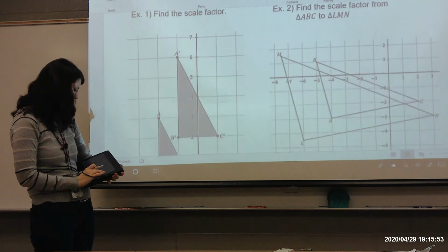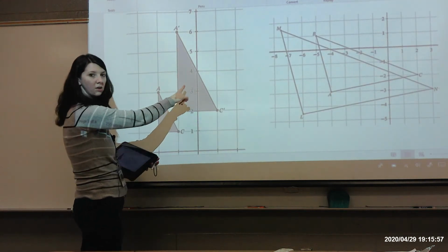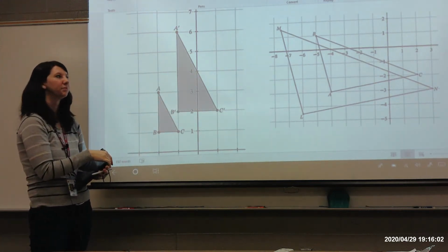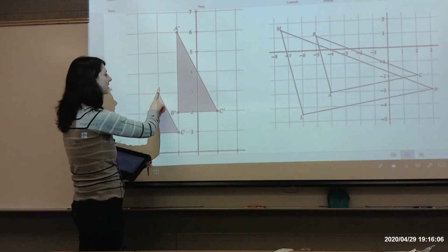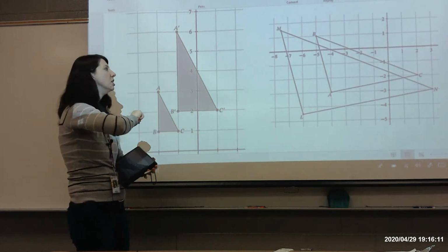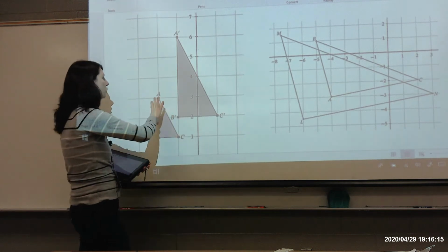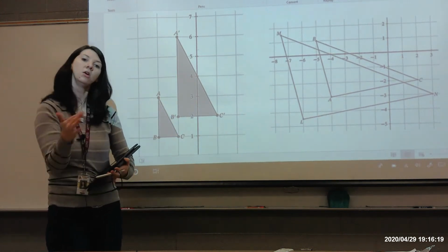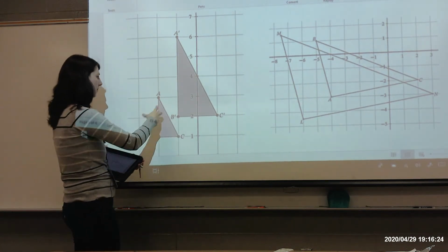It says find the scale factor. Now, do you think I went small to big, or did we go big to small? We went small to big here because this is point A, this is point A prime, okay? So there should always be something in my problem to tell me which direction I went, okay? So if I'm getting bigger, should my scale factor be greater than 1 or less than 1? Yeah, we want to be greater than 1, right?